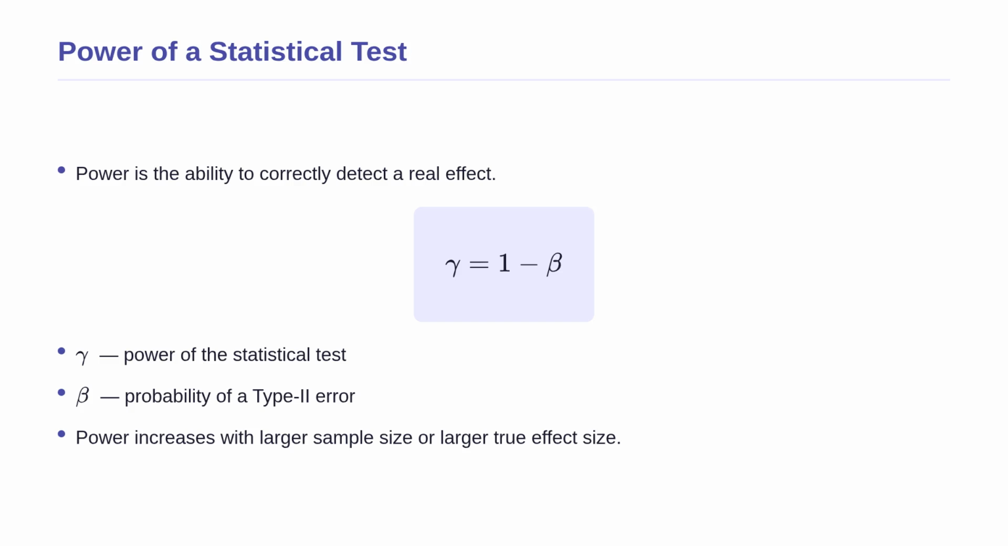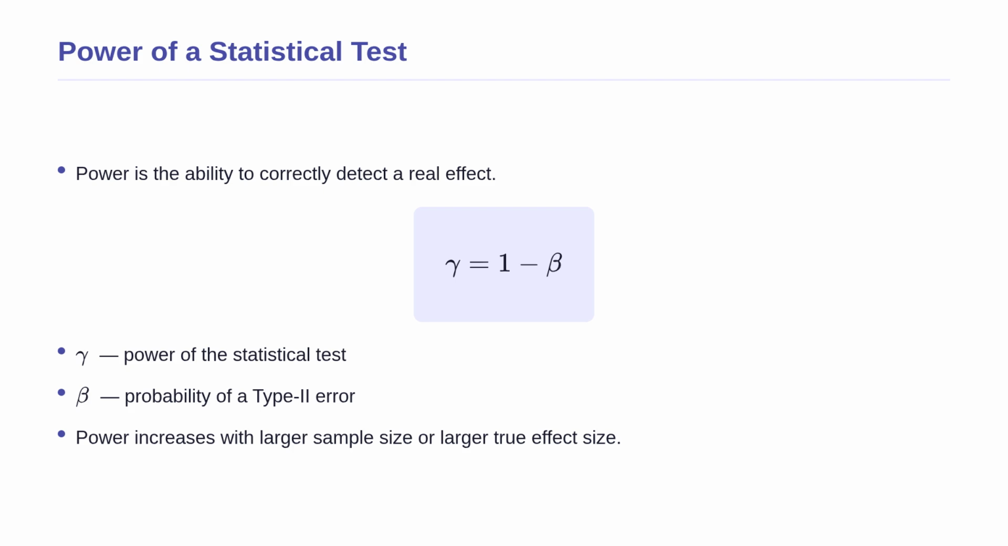While we want to minimize our mistakes, we also care deeply about our successes. This brings us to the concept of statistical power. The Greek letter gamma represents the power of the test. The formula is beautifully simple. Gamma equals 1 minus beta. Power is the exact mathematical opposite of a type 2 error. It is the probability of correctly detecting a real effect when it actually exists.